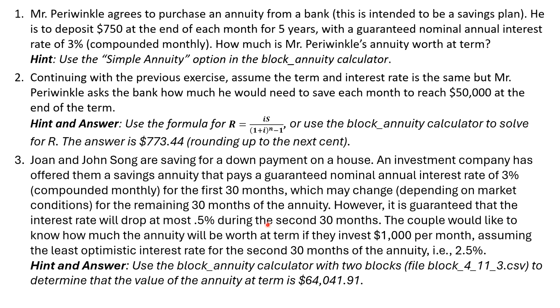The couple would like to know how much the annuity will be worth at term, so in other words, 60 months, if they invest $1,000 per month, assuming the least optimistic interest rate. So in other words, let's say it drops down to 2.5. So you have 3% compounded monthly for the first 30 months, and then 2.5 for the next 30 months.